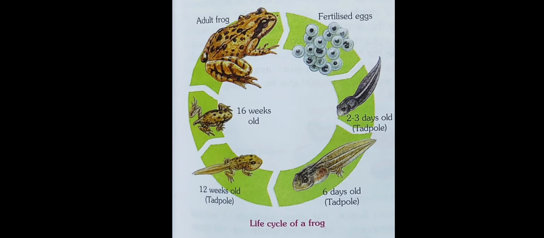You can see here the life cycle of a frog. In the life cycle of a frog, first is the egg, the fertilized egg. After that, tadpole or larva. In the tadpole stage, there are 2-3 days old tadpoles, 6 days old tadpoles, 12 weeks old tadpoles, 16 weeks old tadpoles. After that, adult frog. Okay children, these all are the life cycle of a frog.